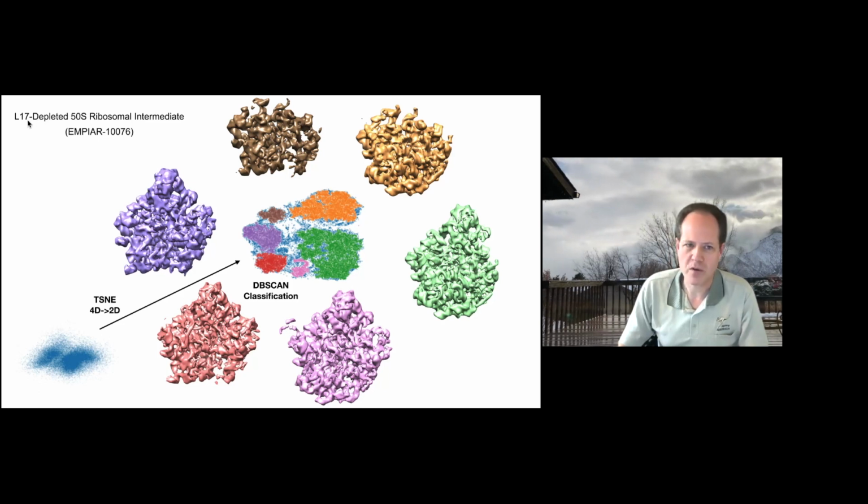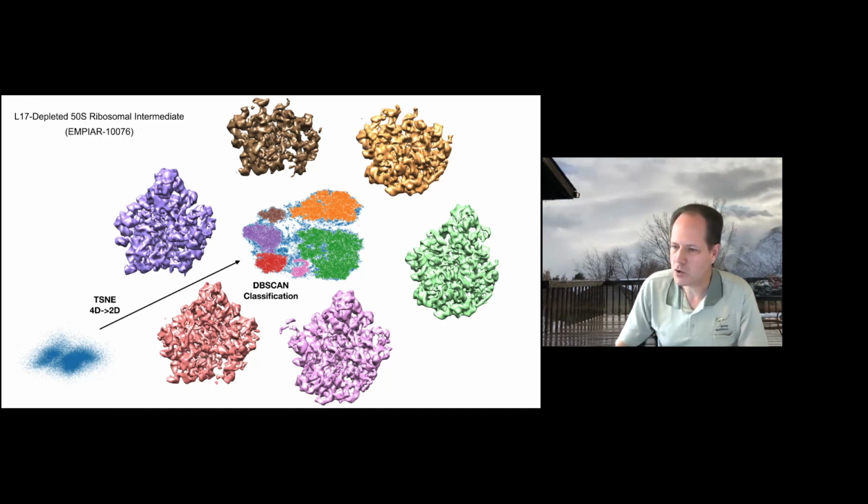Now what I'm showing you is this other standard data set that people use a lot for variability analysis in single particles. It's an L17 depleted 50S ribosomal intermediate. Basically, it has a whole bunch of different discrete states that are present in the population. So it's a really nice data set to use for classification. So you can see there are some obvious clusters here.